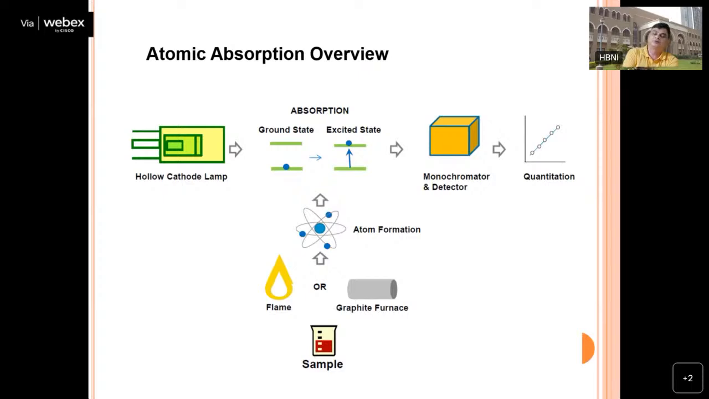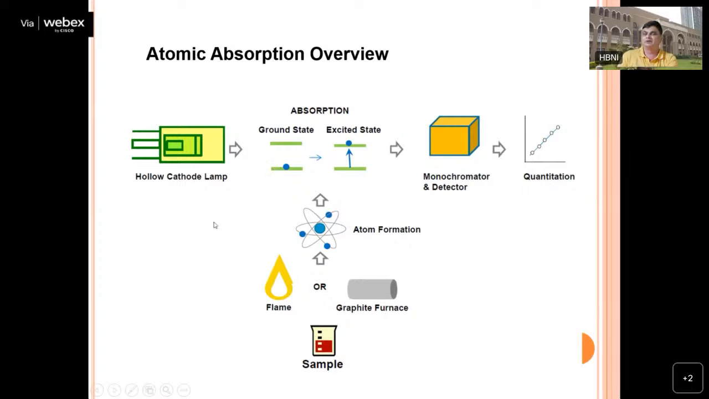In atomic absorption spectroscopy, there are three atom cells we have discussed. One is the flame, the other is the graphite furnace, and the third is the hot cell, where the hydride generators are there. So you have a sample, and from this sample you have the atom formation. Once the atom formation is there, this atom will get excited by using the hollow cathode lamp. In that process, while doing the excitation, that particular wavelength will be absorbed from the HCL.